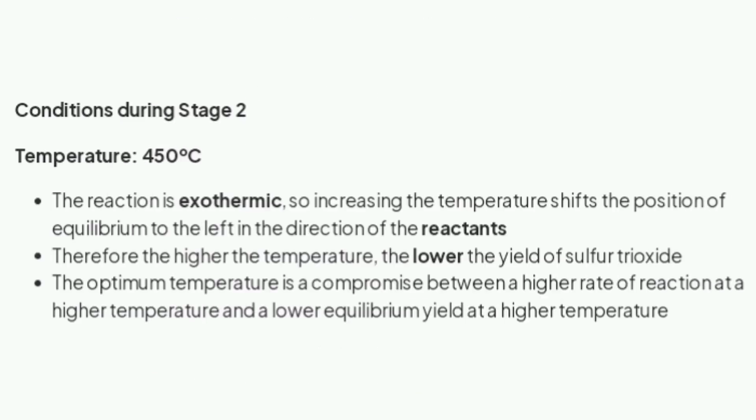Conditions during stage 2. The temperature required in stage 2 is 450 degrees Celsius. This is what you need to remember. The reaction is exothermic, so increasing the temperature shifts the position of equilibrium to the left, in the direction of the reactants. Therefore, the higher the temperature, the lower the yield of sulfur trioxide. The optimum temperature is a compromise between a higher rate of reaction at a higher temperature and a lower equilibrium yield at a higher temperature.